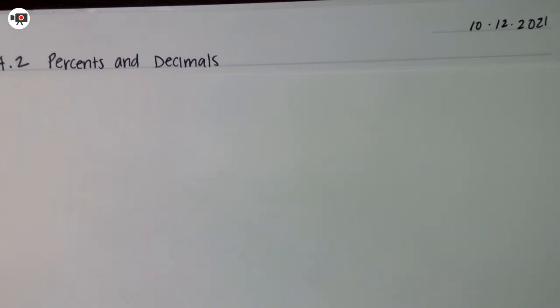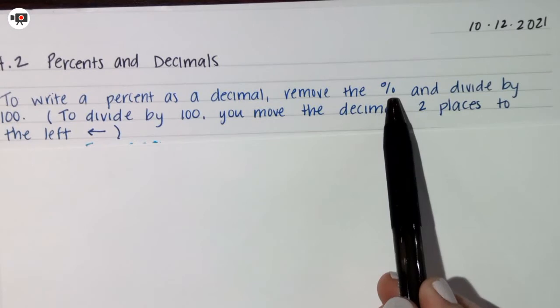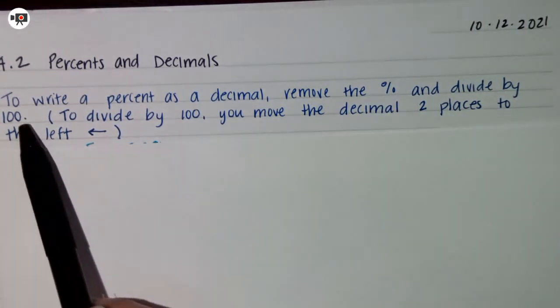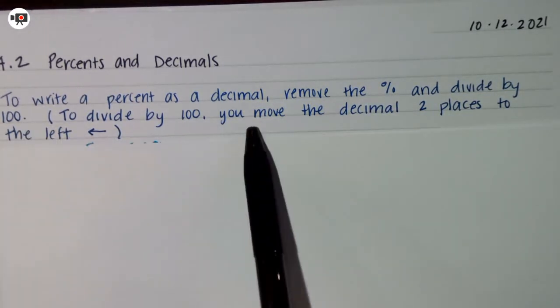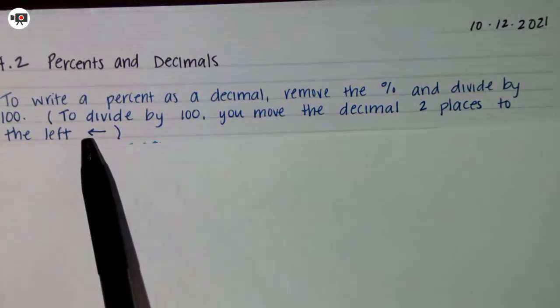So today we are going over 4.2, which is about percents and decimals. Before, we worked on how to write fractions as percents. Today we're working on how to write percents as decimals. To write a percent as a decimal, you remove the percent symbol and divide by 100. An easy way to divide by 100 is to move the decimal place 2 places to the left.